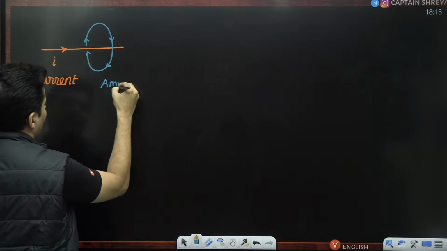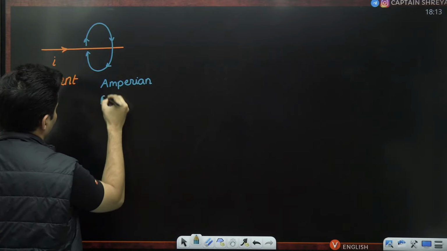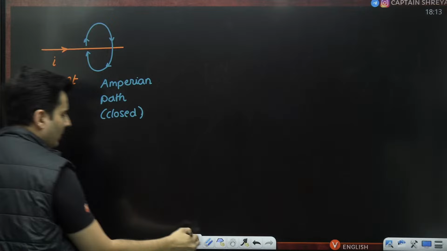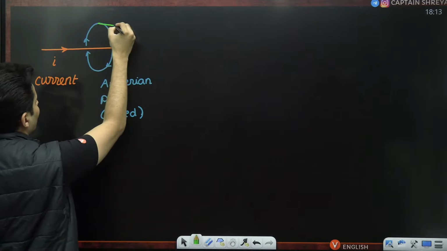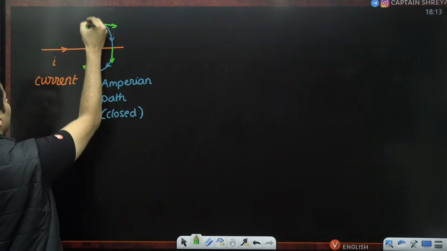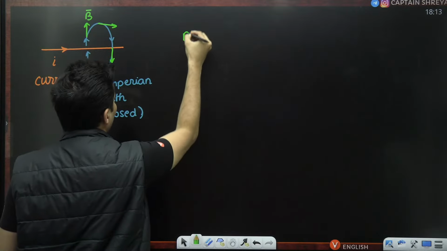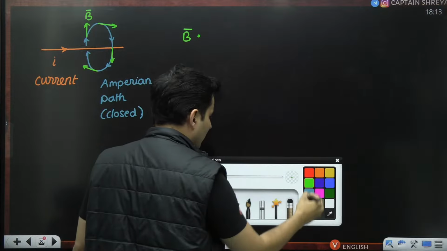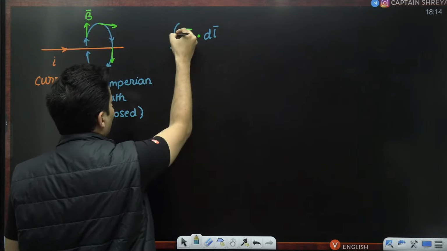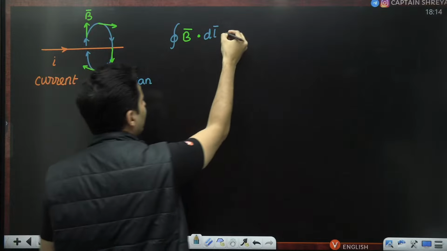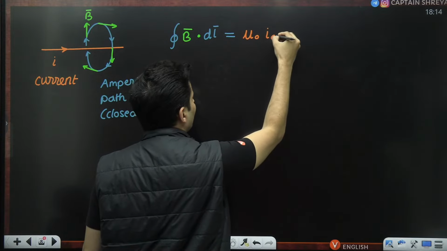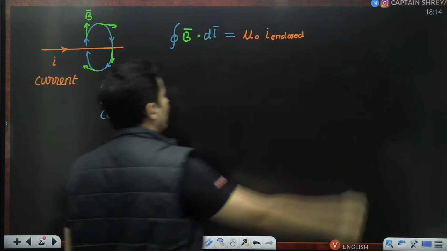This is called an Amperian path, which is basically a closed path. And along that path, you will start seeing some magnetic fields, maybe like this. And these magnetic fields, if you integrate them with respect to the small path lengths by taking a dot product, and you cover that entire closed path, that's why the cyclic integral, what you get on the right-hand side is permeability into the current which has been enclosed.